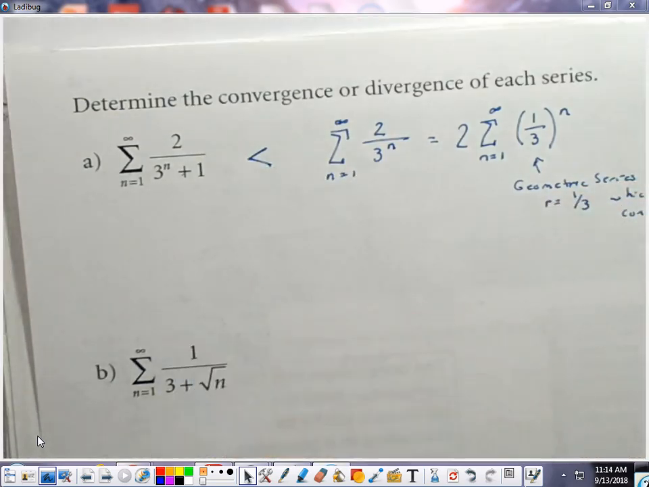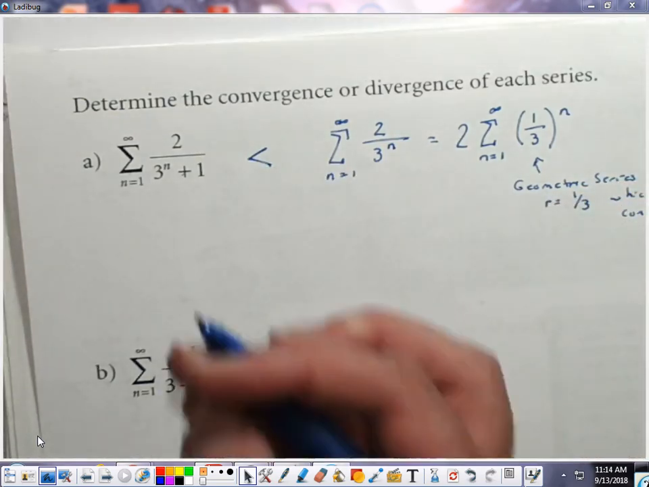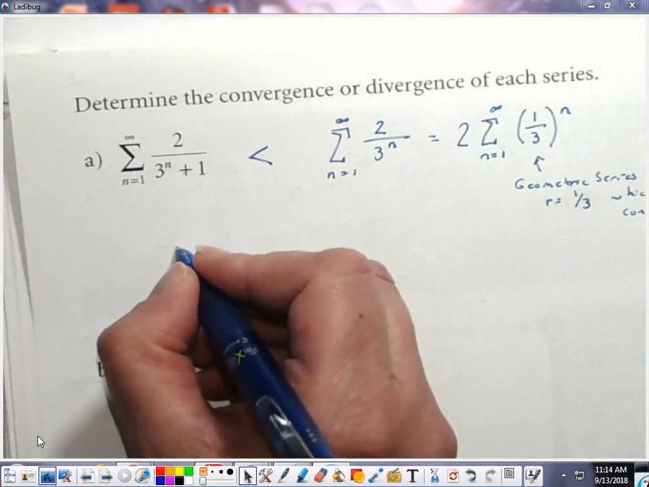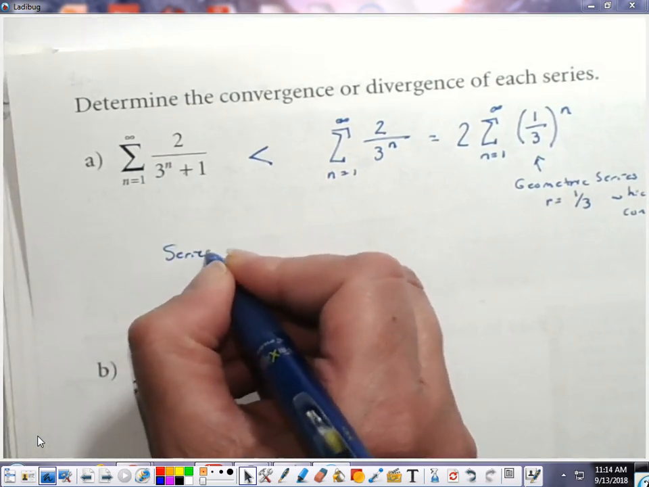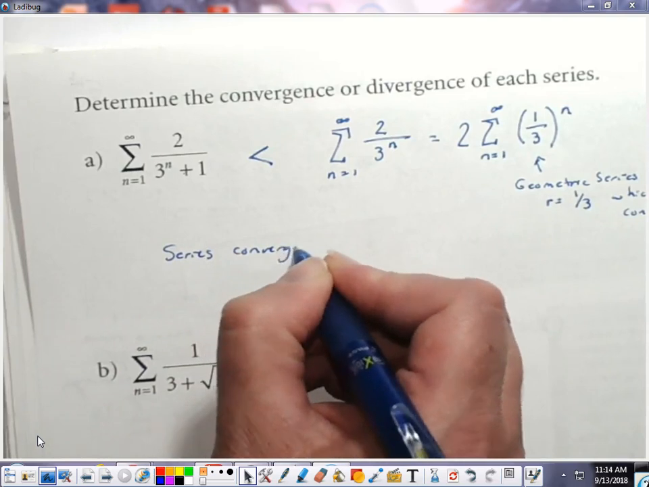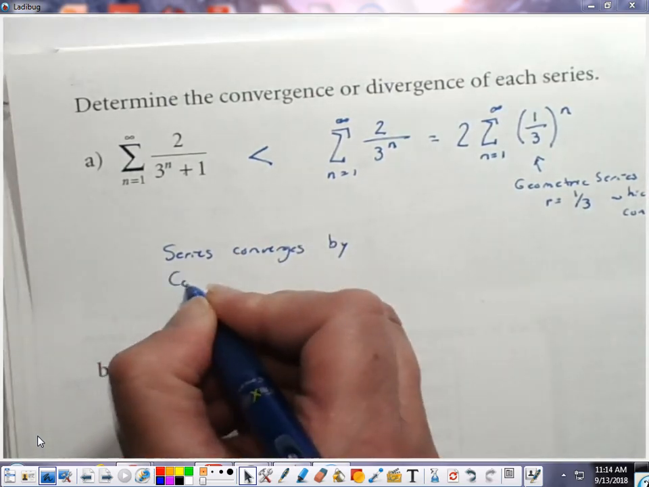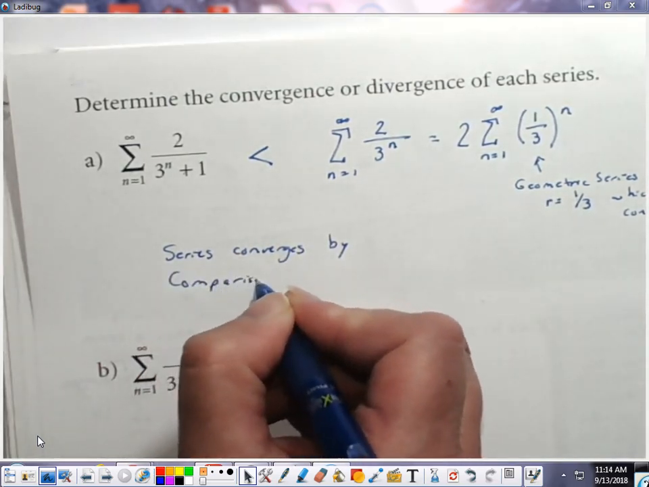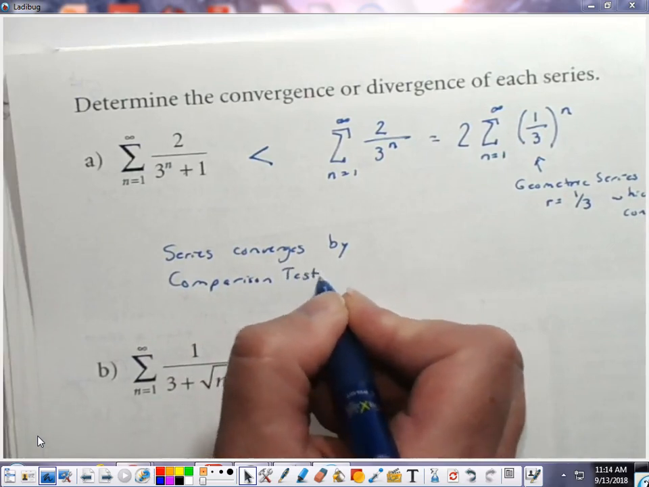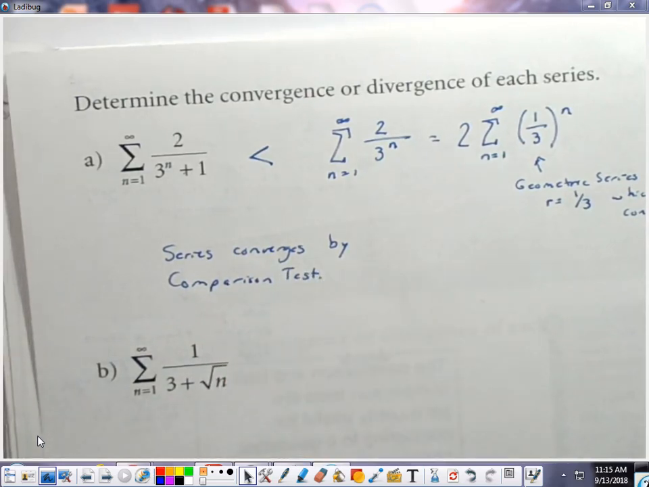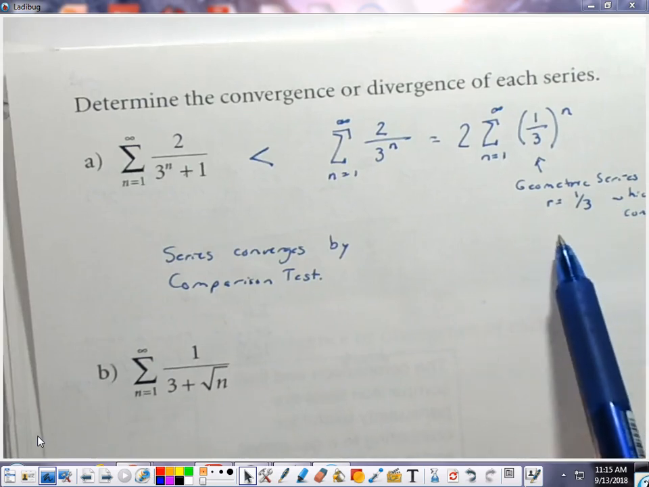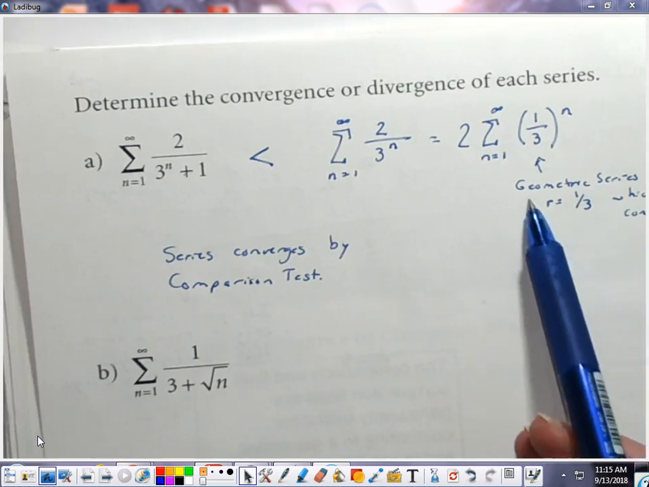So we are smaller than something that converges, so all we have to do is say that our series converges by the comparison test. You will, again, see it called the direct comparison test sometimes. We need to show that the geometric series converges by the geometric series test first, and then you get right to it.